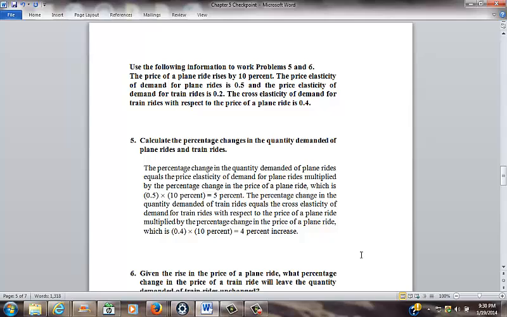Question 5 asks, calculate the percentage changes in the quantity demanded of plane rides and train rides. The percentage change in the quantity demanded of plane rides equals the price elasticity of demand for plane rides multiplied by the percentage change in the price of a plane ride, which is 0.5 times 10%, which equals a 5% decrease. The percentage change in the quantity demanded of train rides equals the cross elasticity of demand for train rides with respect to the price of a plane ride multiplied by the percentage change in the price of a plane ride, which is 0.4 times 10%, which equals a 4% increase.